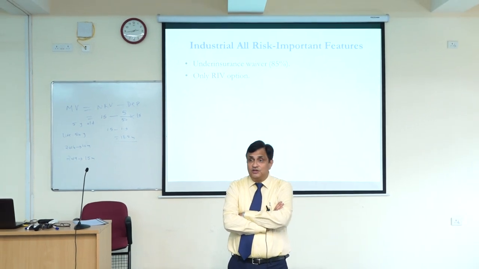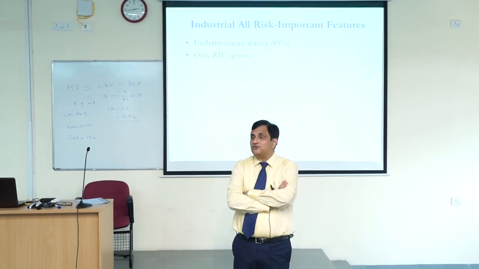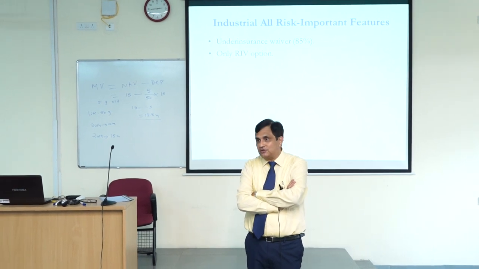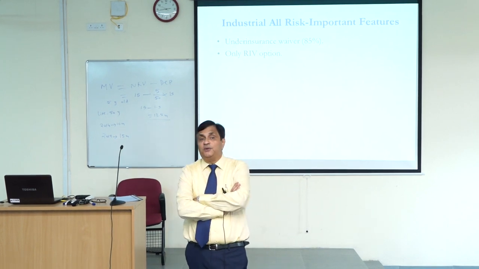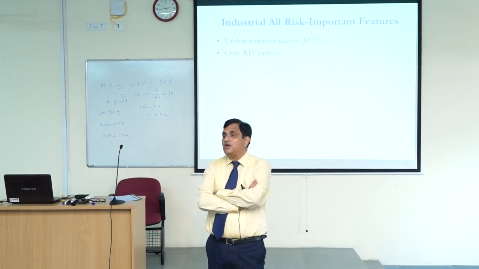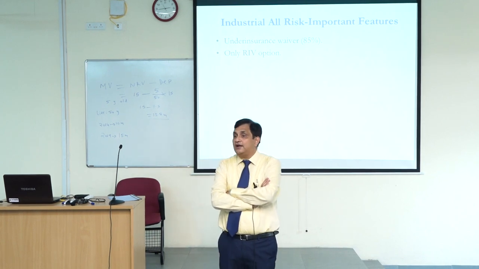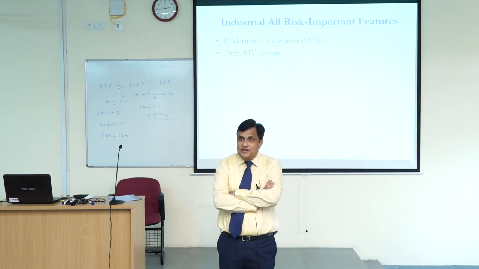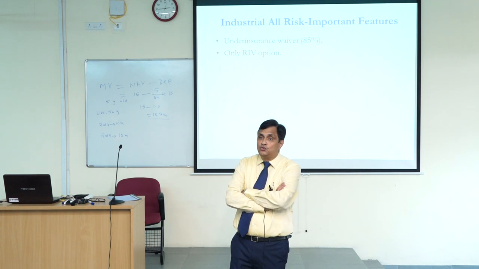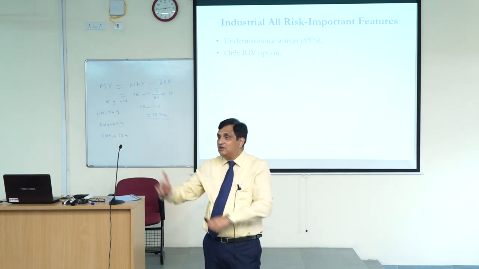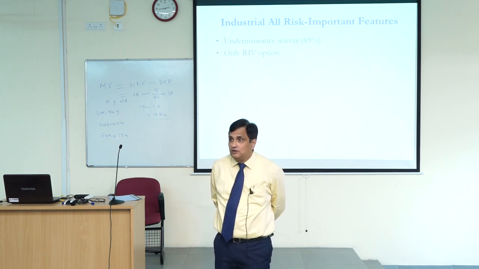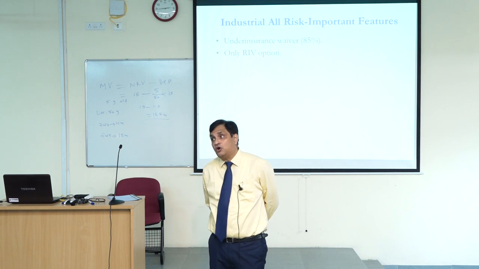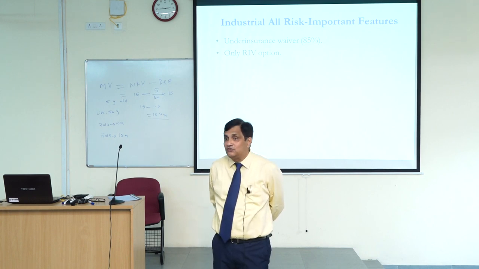Special condition of average means that up to a particular percentage, you waive off under insurance. Usually in an IAR policy it is 85%. That means up to 15% under insurance, you are going to waive off under insurance. If you have a property worth 100 Indian rupees and you are insuring it for 85, I am not going to penalize you for any under insurance because there is a special condition of average. What if you are insuring it for 84? Then I am going to penalize you for 16%, not an extra 1%. I am going to penalize you for the full 16%.